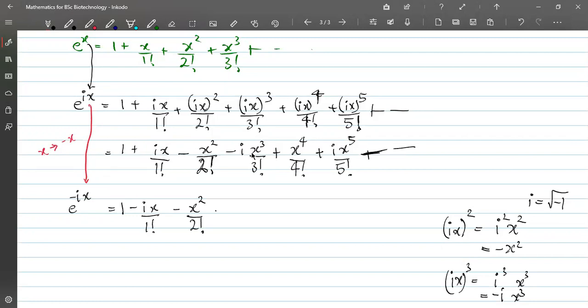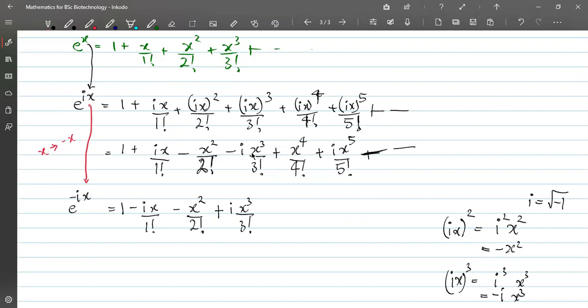What happens here? Again, minus i is there. That does not change. But x cube will be minus x the whole cube. Minus x the whole cube is minus of x cube. So there will be an additional minus here. So this will become plus.